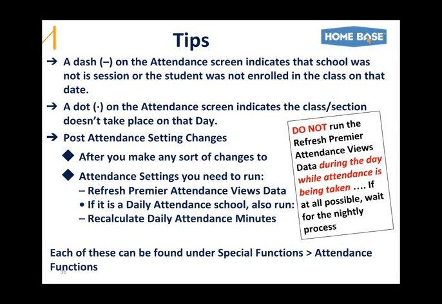So when you see a dash on the attendance screen, that will indicate that the school was not in session or that the student was not enrolled in that class on that date. If you see a dot on the attendance screen, it indicates that class or that actual section does not take place on that day. So if you're an A day, B day schedule, you will see a dot on the opposite day, since that class only meets on A days.